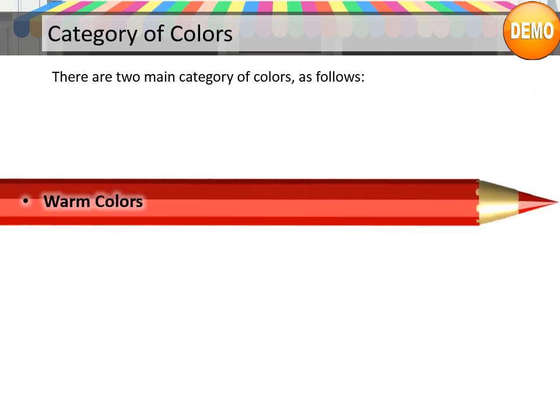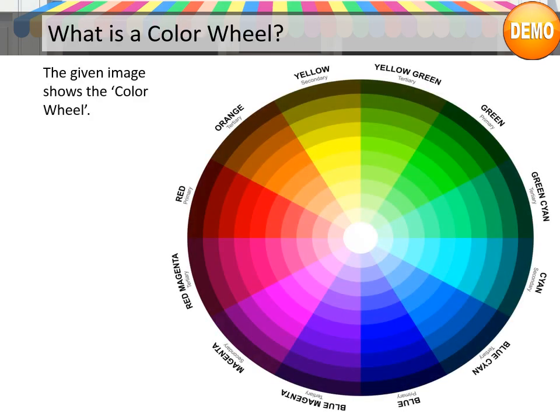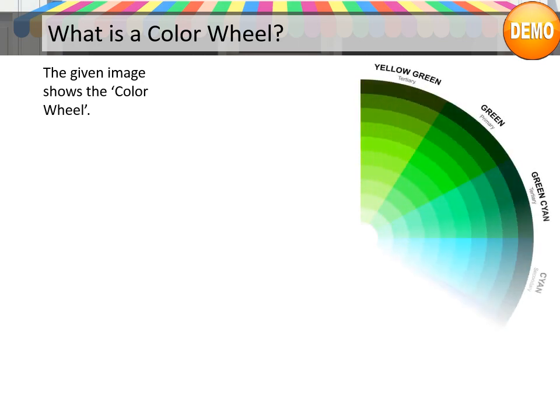There are two main categories of colors, as follows: warm colors, cool colors. Let's look at each one of them in detail. The given image shows the color wheel.